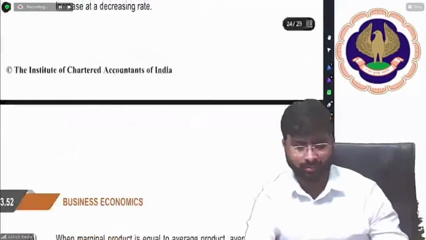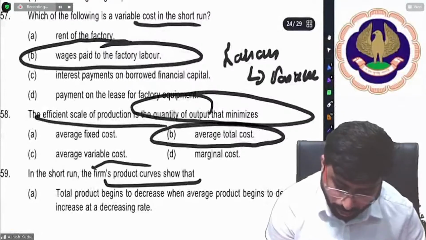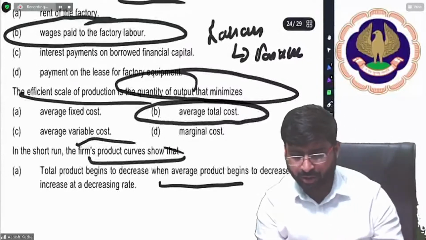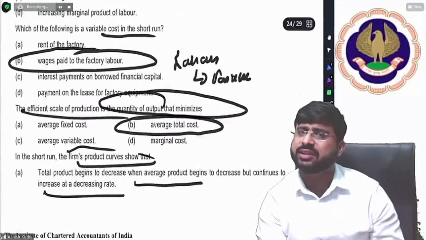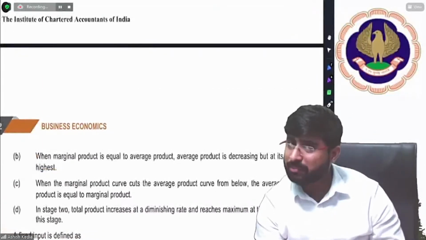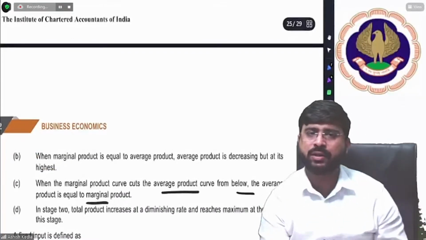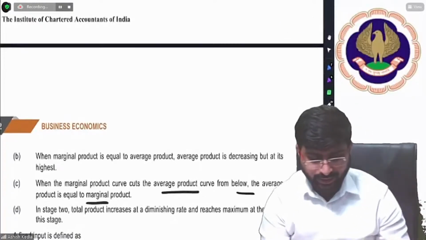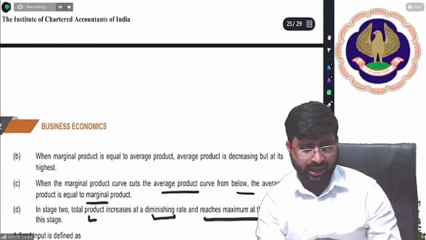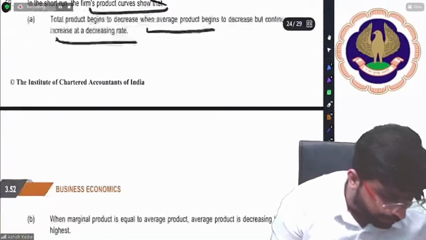Now, if you talk further, in the short run, firms' product curves show that total product begins to decrease when average product begins to decrease, but continues to increase at a decreasing rate. A, B. When MP equals AP, AP is decreasing but at its highest. When the MP curve cuts the AP curve from below, AP equals MP. Okay, remember. And then in stage 2, total product increases at a diminishing rate and reaches maximum at the end of this stage. So they are asking which one of them in the short run is absolutely correct.